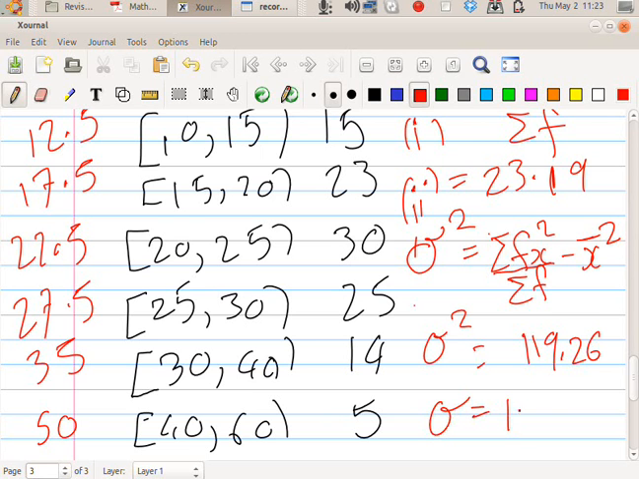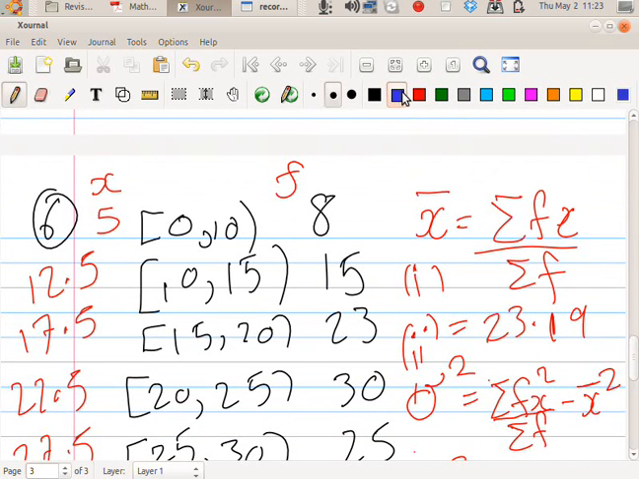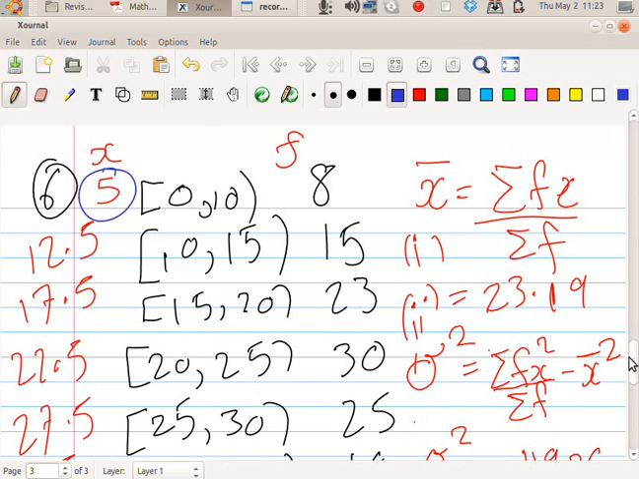So sigma is 10.92. So Jeff, what you would do here is you take the 5 and square it, which is 25, and times the frequency, 25 times 8, plus the same thing, and do it all the way down, and then divide by the total frequency. You got it? It is too much to do, but there's no reason you can't get full marks. Easy.